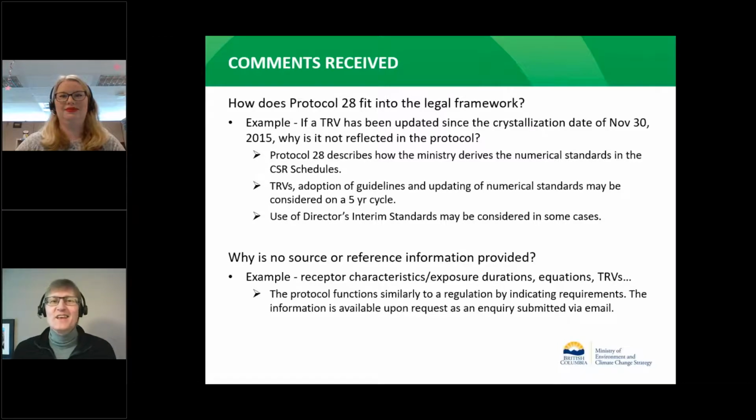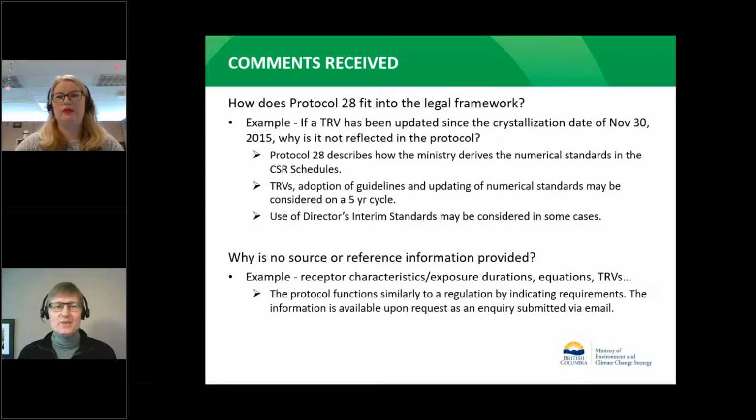So this slide and the next provide general information on the comments received in January 2021 on the revised protocol. To start, thank you for the comments provided in January on this protocol. Overall, there were 92 comments received. The majority of the comments were on how this protocol links to Protocol 1, Detailed Risk Assessment. Protocol 1 describes how to conduct risk assessment for contaminated sites in BC. This differs from Protocol 28. As described in this webinar today, Protocol 28 describes how numerical standards are calculated for prescribing in the CSR.